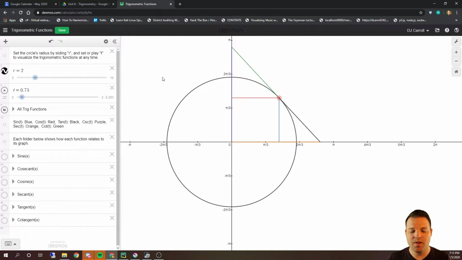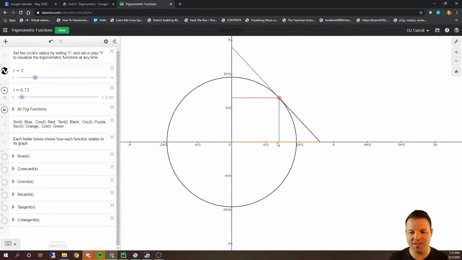Okay, so now today we're just going to do the sine, which is the blue, the cosine, red, and then the tangent, which is black. But I'm going to go ahead and let this thing run, and I want you to imagine that this angle is going from 0 all the way to 90, then 180, then 270, then 360.